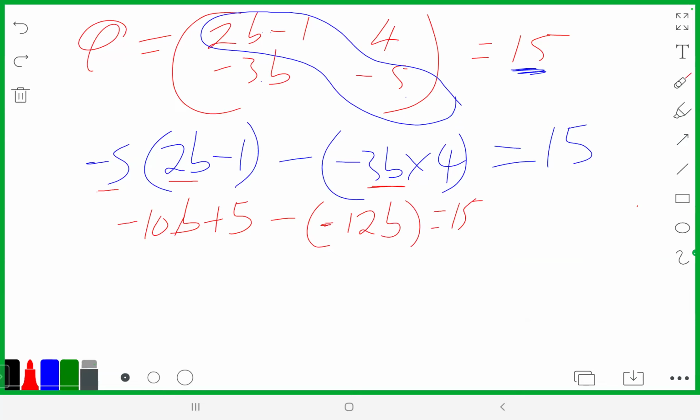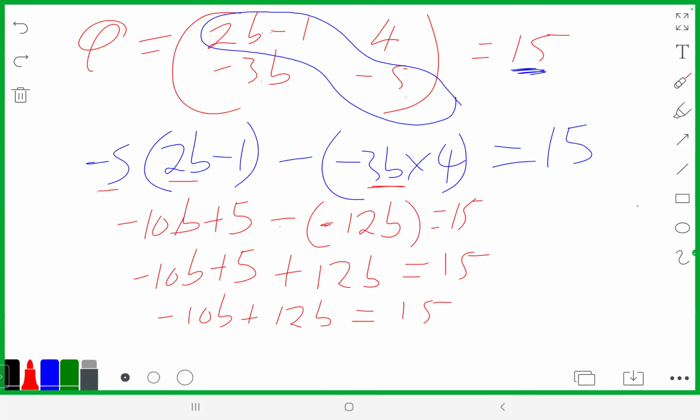So when we get there, we can start multiplying now. Negative 10b plus 5 is equal to negative times negative 12, it will be positive 12b, right? Is equal to 15. When we reach here, we collect like terms together, right? So I have negative 10b plus 12b is equal to 15 minus 5. Why are we saying minus 5? Because this 5 will cross the equal sign to the other side of the equation. Is that clear?